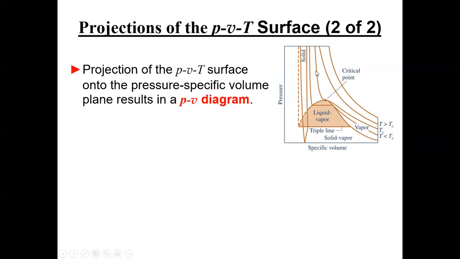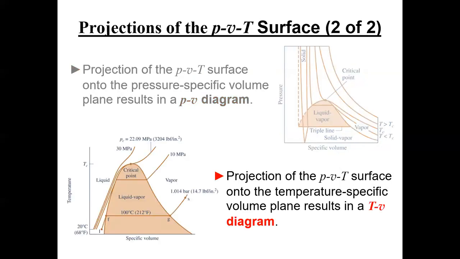There is a compressibility factor, a Z, that we define that helps us continue to work with the ideal gas law in vapor areas fairly close to the saturation dome.